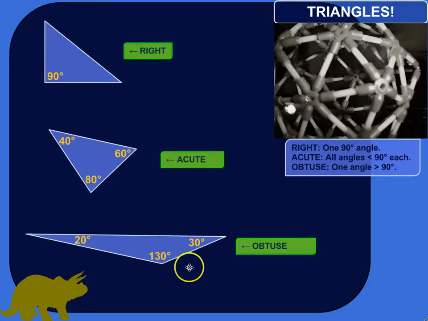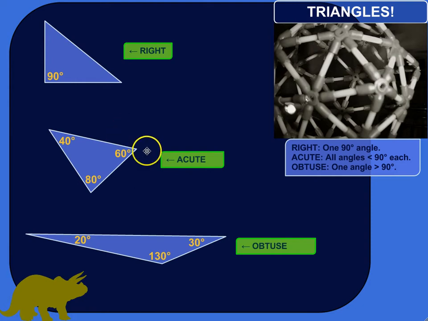So here's an obtuse triangle. Here's the obtuse angle there. It's 130 degrees, and then we've got a 20-degree angle and a 30-degree angle. So if you add these up, they are 180. But one of these guys is not like the others. It's a gigantic angle.